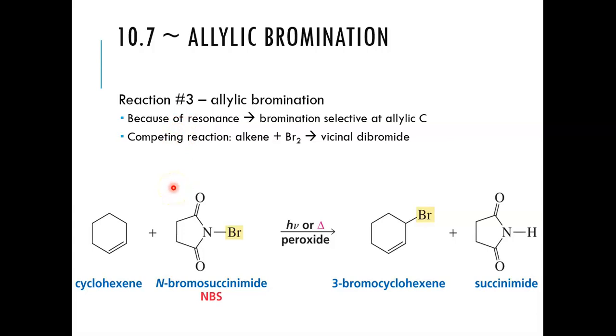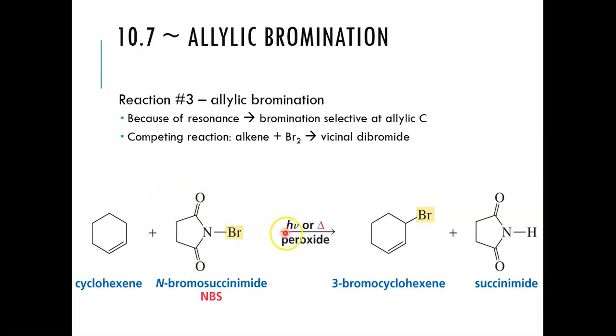And we can't just use Br2 or Cl2 for this because we know that Br2 and Cl2 will react with our alkene to give us a dihalide. We saw this in chapter 8. So instead, we're going to react our alkene with NBS. Its abbreviation is NBS. It is called N-bromosuccinimide. So this is what its structure looks like.